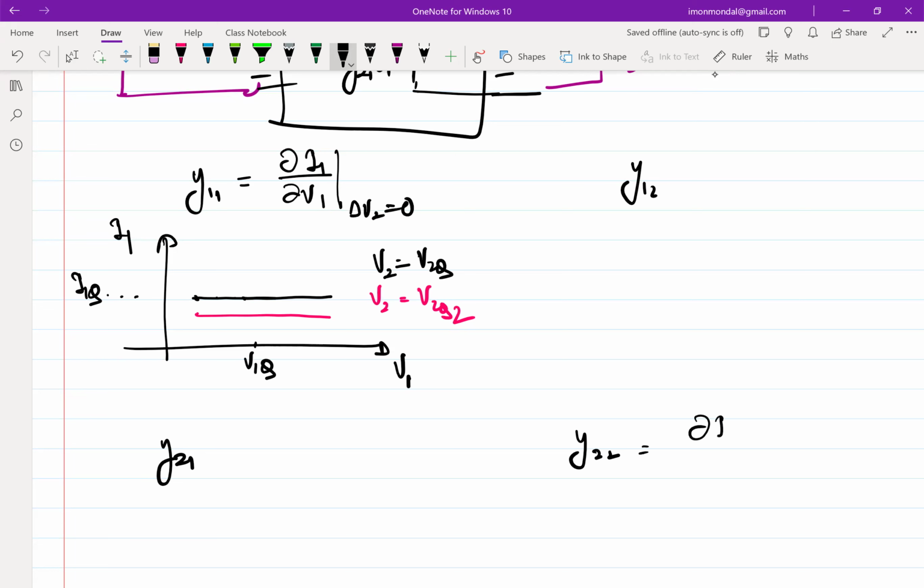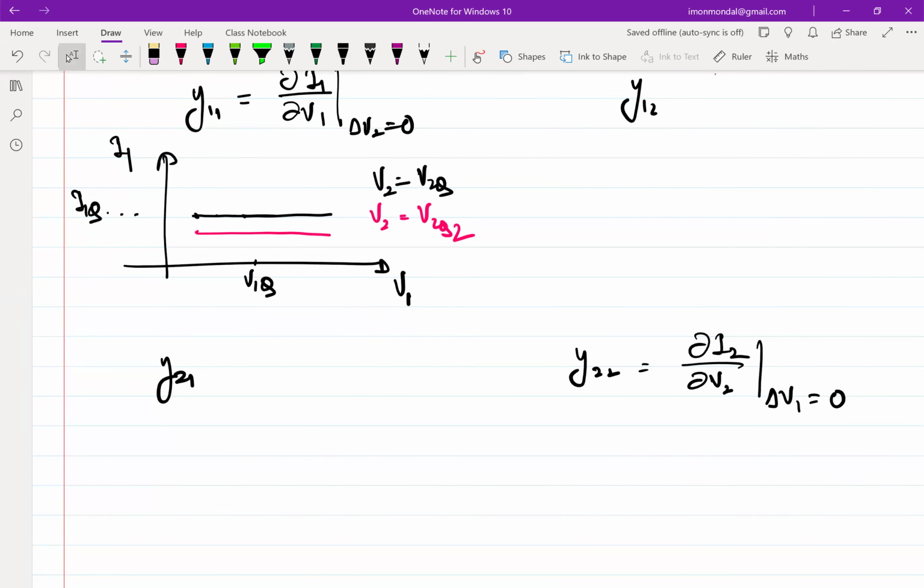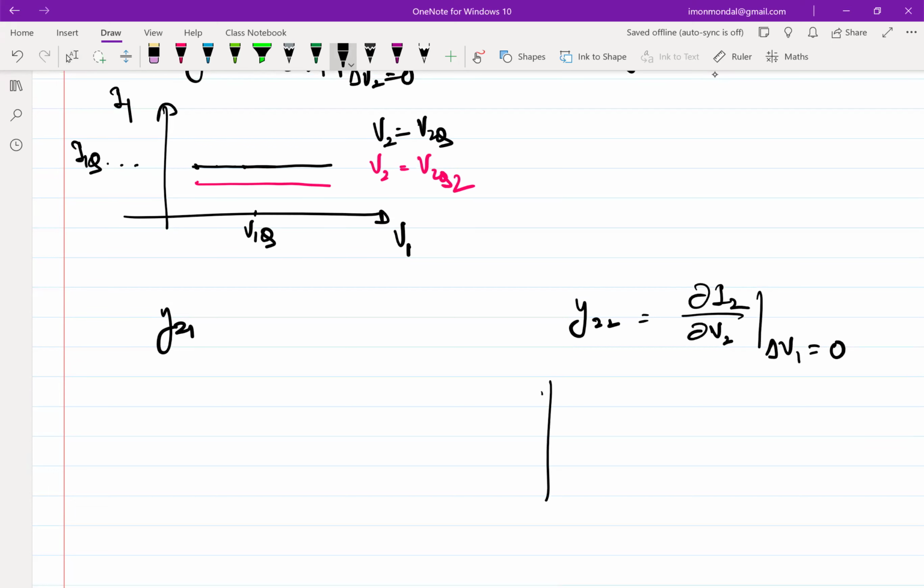So now let's move again to Y22. Y22 is del I2 over del V2 when V1 is constant, but delta V1 is 0. So we'll do the same thing in this case. Just like I1 versus V1, this I2 versus V2 plot could also look like this. It should be constant across a range of V2, following the same arguments that we followed for the I1 versus V1 characteristics. This is V1Q.